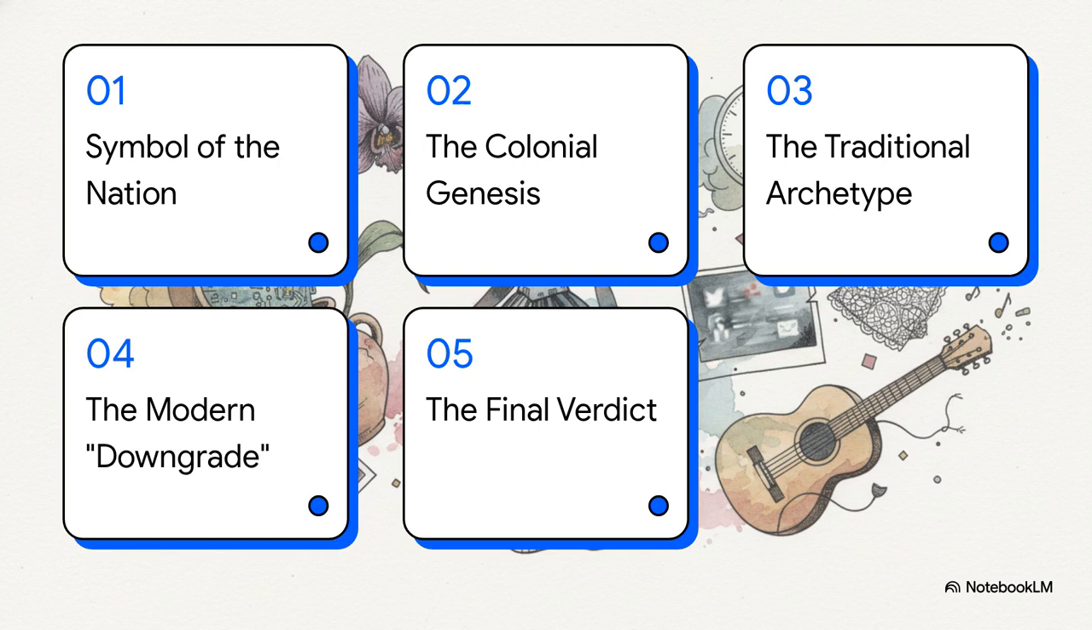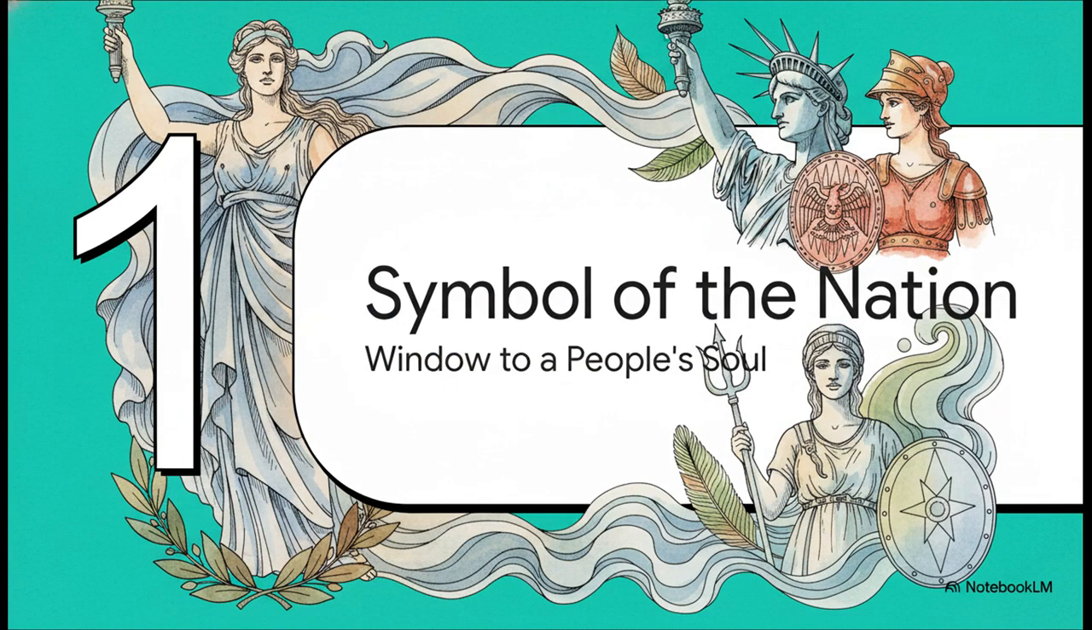Well, here's the roadmap. We're going to follow their logic step by step. First, we'll look at this idea of women as a national symbol. Then, we'll dig into the very specific colonial history they present. From there, it's all about defining a traditional archetype, explaining what they call the modern downgrade, and finally landing on their final verdict.